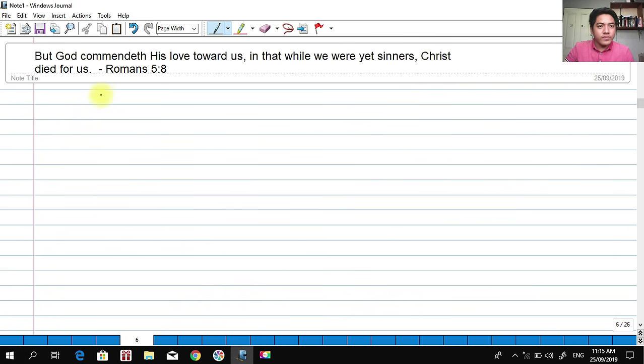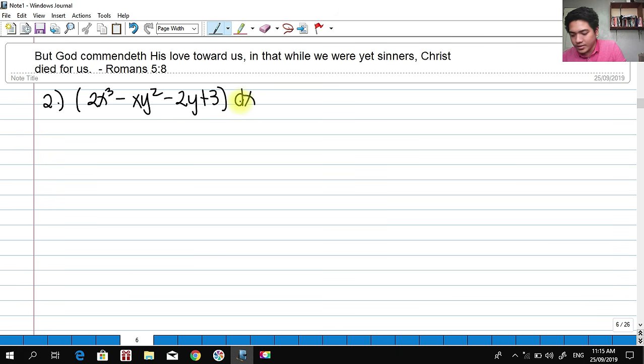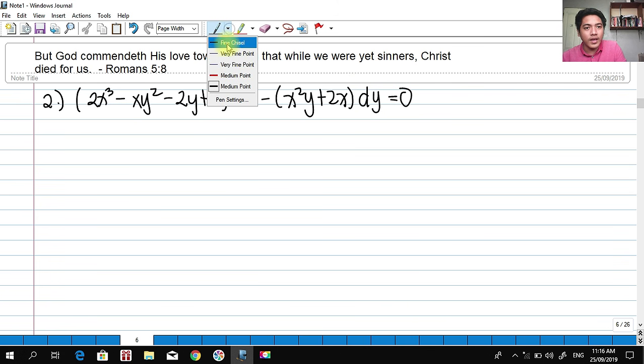Okay, let's try to solve another problem. For problem number 2, we have 2x cubed minus xy squared minus 2y plus 3 dx, minus x squared y plus 2x dy equals 0. Notice again that this should be our M, and this should be our N.